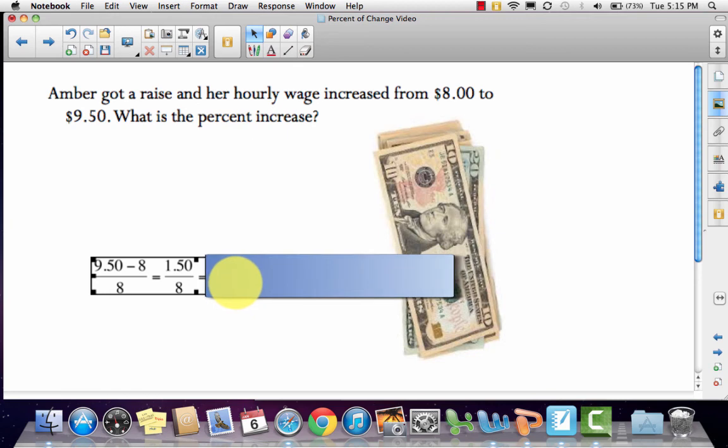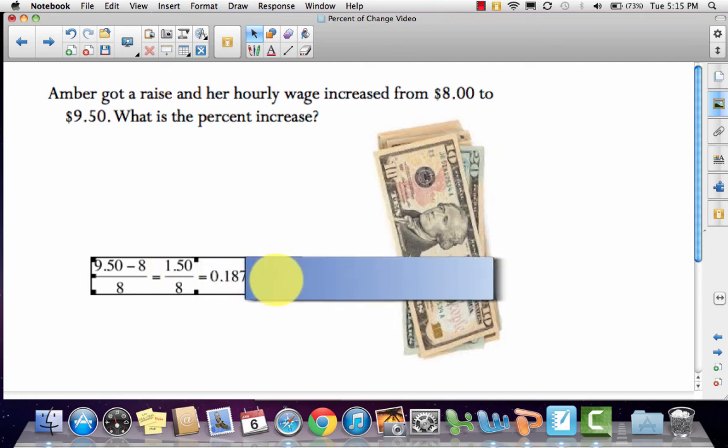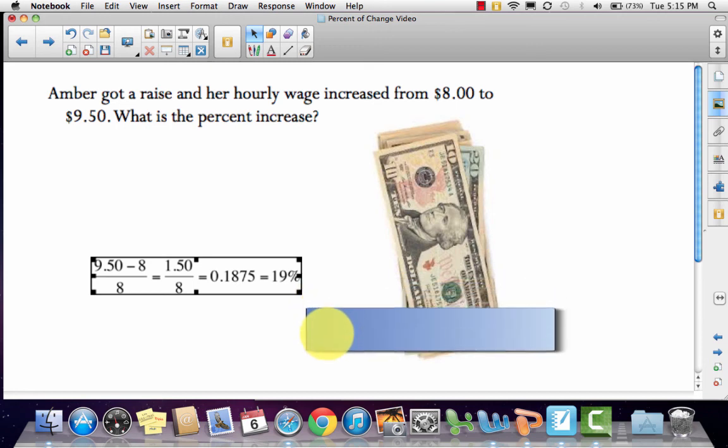If I find the difference, I subtract $9.50 minus 8. That is $1.50. I divide that by 8, and I end up with this decimal. Again, I want the percent of change, so I change this number to a percent, moving the decimal 2 times to the right. I end up with 18.75. If I round to the nearest whole number, I find out that this was a 19% increase.